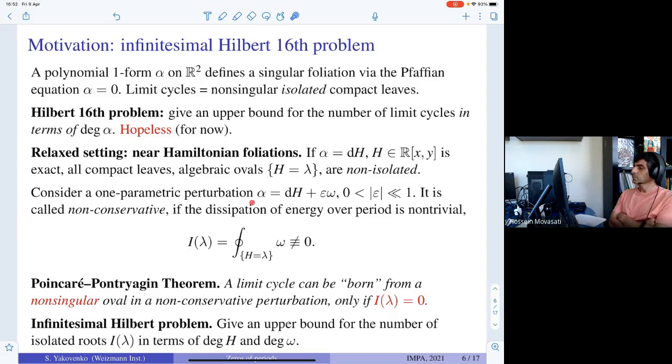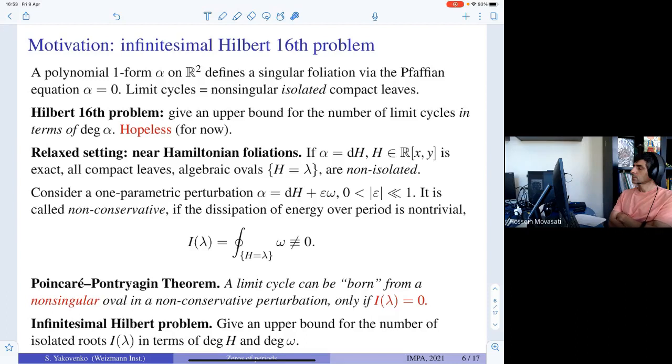So for instance, we can consider a Hamiltonian differential equation. Here the form alpha is the differential of a Hamiltonian. This differential equation is conservative, so it has no limit cycles. All closed trajectories appear in non-isolated families. But if we apply a perturbation epsilon omega with small epsilon, then we introduce a small dissipation, and so most of those trajectories would typically become spirals going in one or another direction.